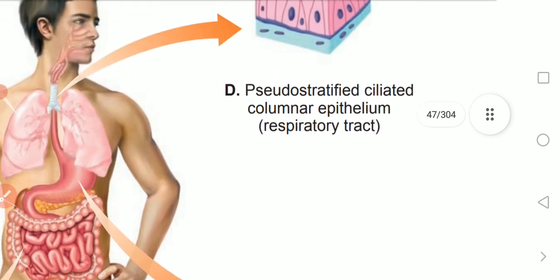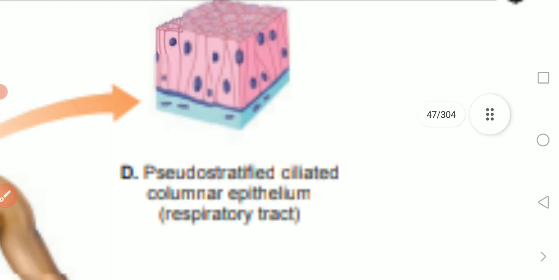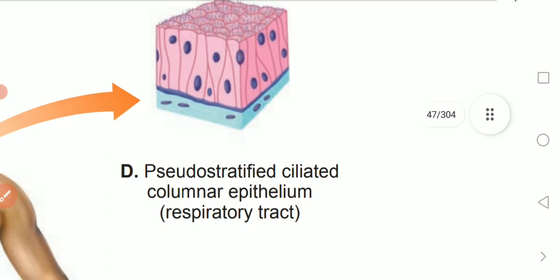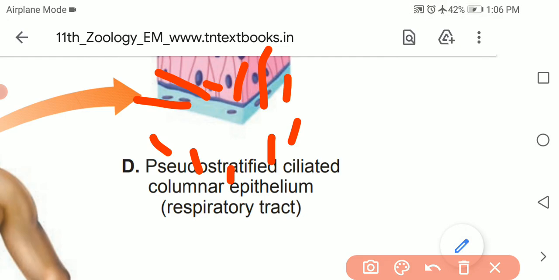Ciliated epithelium: if they have cilia-like structures. Cilia means hair-like structures. If they have cilia-like structures on the free surface, on the top, they are called ciliated epithelium. That is what we call the free ciliated type.